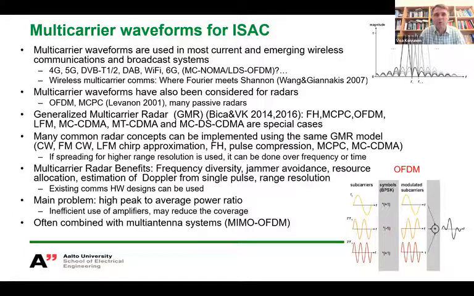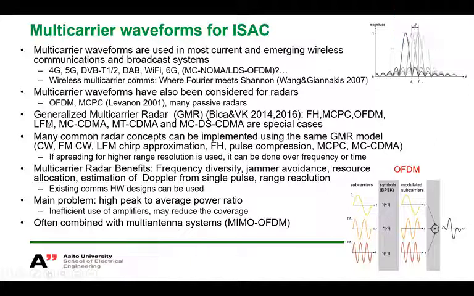And then obviously most passive radar systems also use multi-carrier signals, even though they are not actively producing those signals themselves. We also did some work a few years back on generalized multi-carrier radar, in part inspired by this Fourier meets Shannon paper, with my former student Maria Pika. We generate a matrix model for multi-carrier radar that has a variety of different waveforms, frequency hopping, OFDM, MCPC, multi-carrier CDMA, linear frequency modulation, and so on as special cases, just by filling in these matrices appropriately.